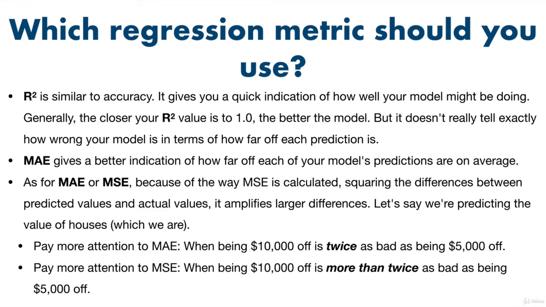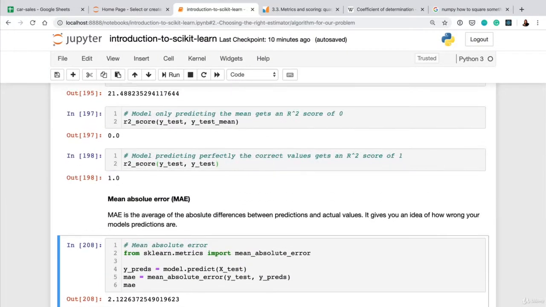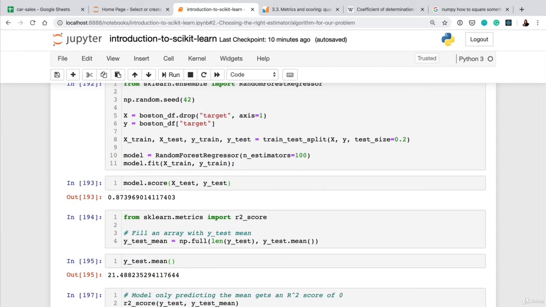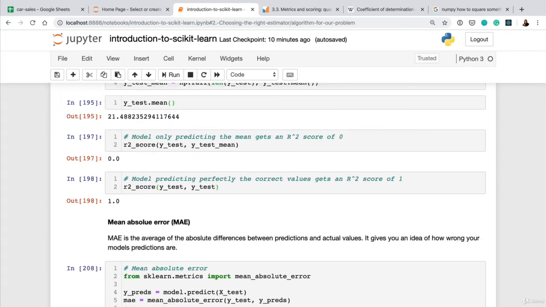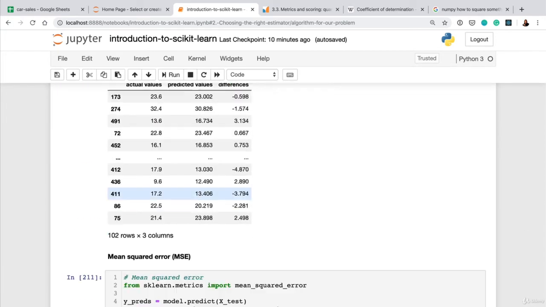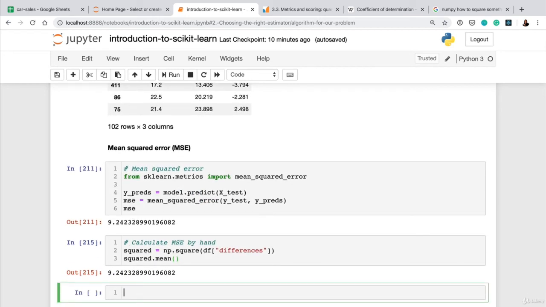Long story short, a little tidbit here is for regression models, you want to minimize mean squared error and minimize mean absolute error while maximizing R squared, right? So does that make sense? Minimize mean absolute error, minimize mean squared error while maximizing R squared.